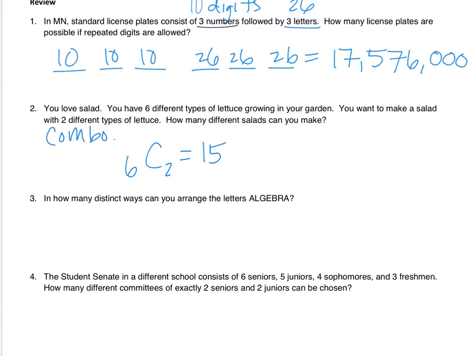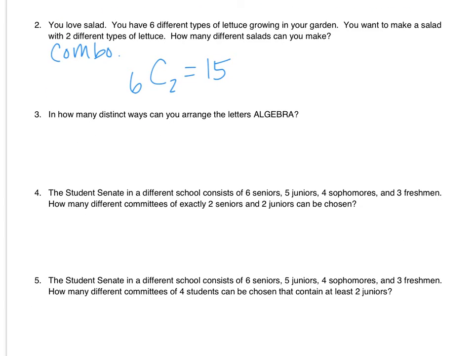Next question: in how many distinct ways can you arrange the letters of algebra? We need to know how many total letters we've got. So 1, 2, 3, 4, 5, 6, 7. Then we need to look at repeated letters. We've got 2 A's, but nothing else repeats. So we do 7 factorial divided by 2 factorial, which is just 2, so you don't have to type the exclamation point there. And we get 2,520 different ways we can rearrange the letters.